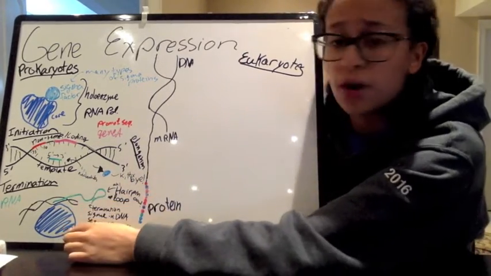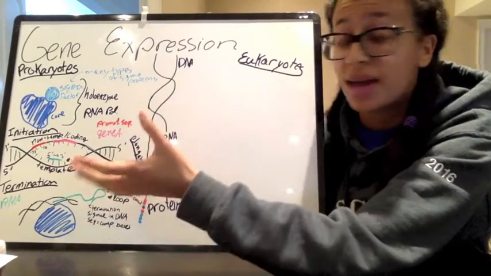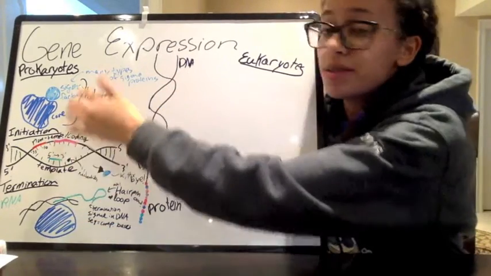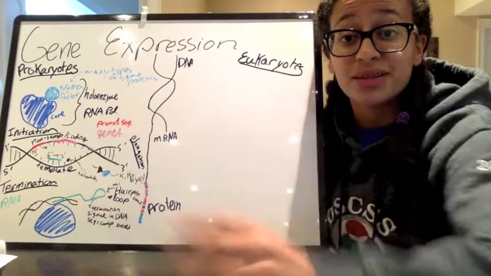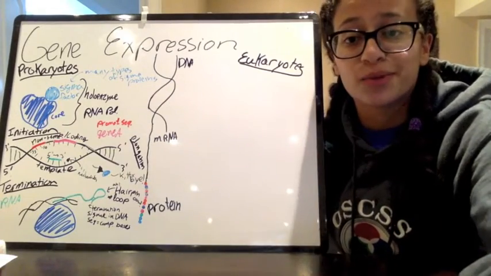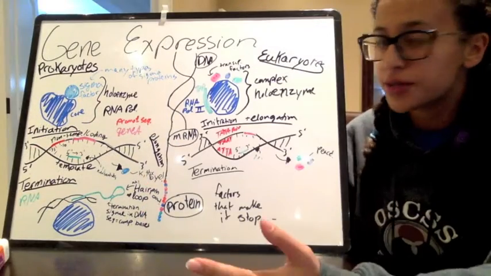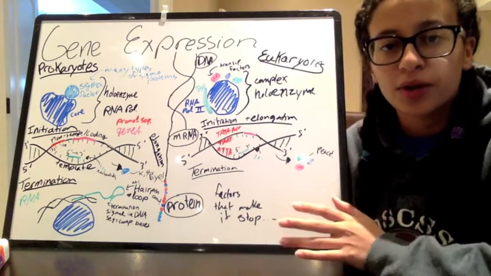And now that we're done with that part, the RNA polymerase can go back and rebind with sigma factor, and we can continue with new genes to make more proteins.